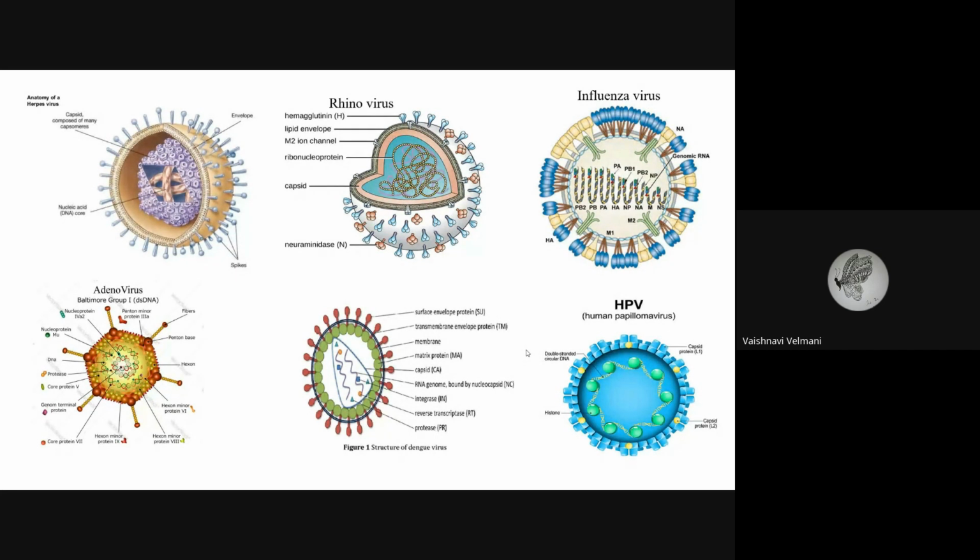While dengue virus has a single-stranded RNA. HPV has a double-stranded DNA. We can clearly identify this. And in the herpes virus, we have mentioned that there is a capsomer, that is, it has an icosahedral symmetry. So these are some differentiating features among these different viruses. Next.